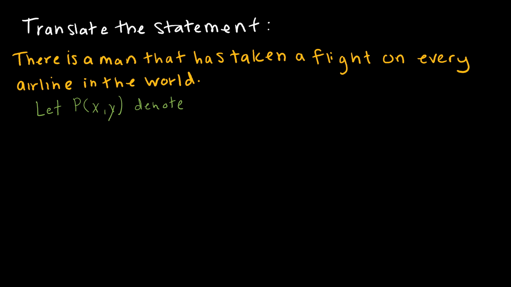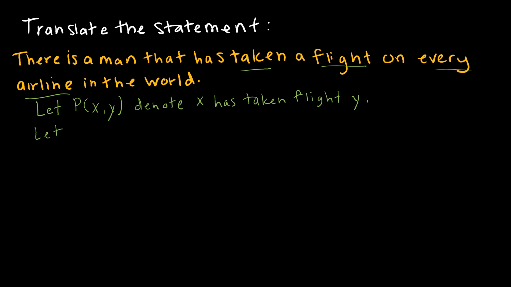So I'm going to let P(X,Y) denote X has taken flight Y. Now, why did I do that? Because I knew I was basically dealing with three things. So taken a flight, and that flight is on every airline. So that's the three things. So P(X,Y) says X has taken flight Y, so X is the person.